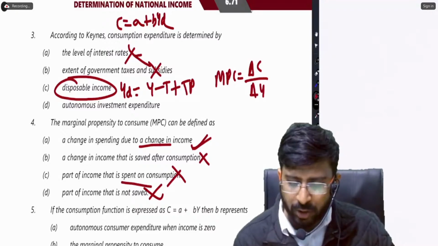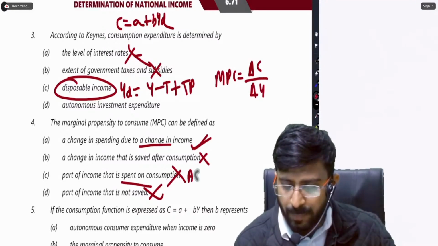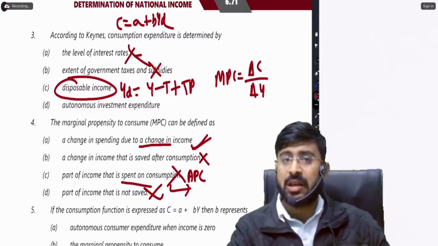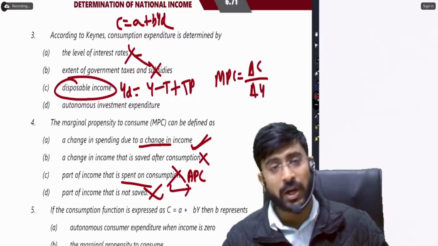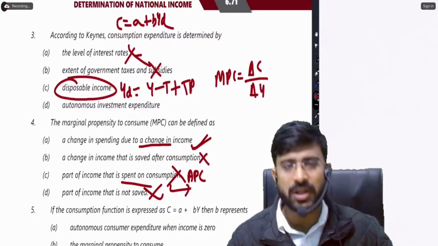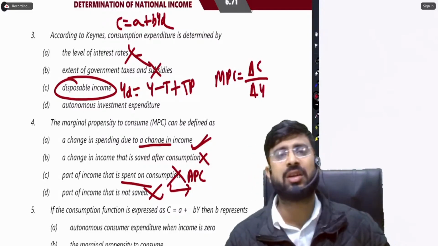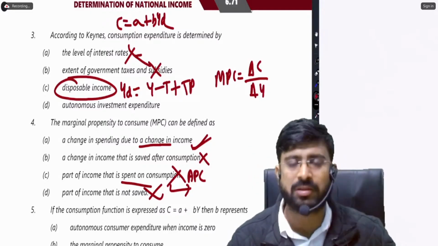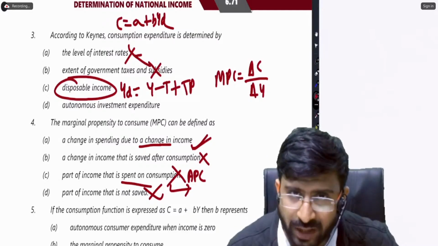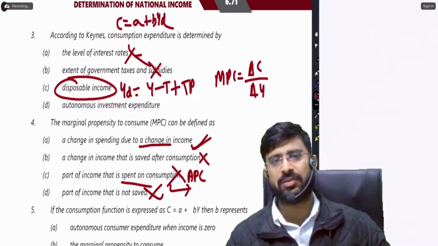Part of income that is spent on consumption is APC. Write it down. Part of income spent on consumption is APC. Write it down, please.